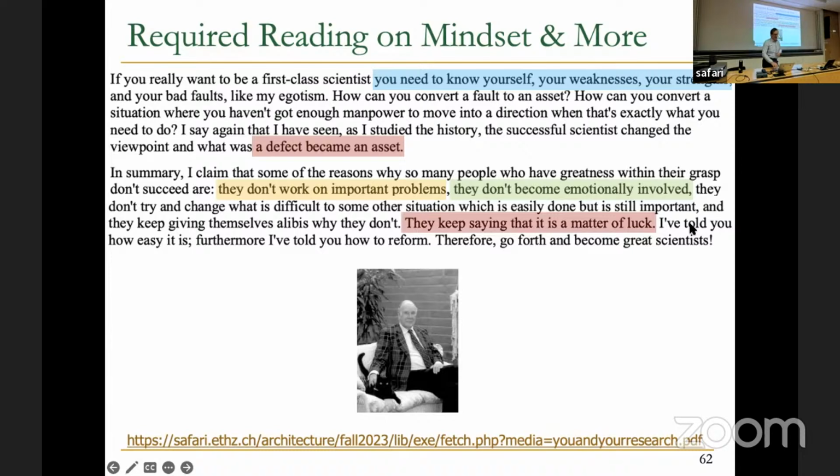Okay, I will pick on this one also. They keep saying that it's a matter of luck. Basically, people who have greatness or potential greatness say that I need some luck. But it's not really luck. Hopefully my storage system will work well right now. But Louis Pasteur, for example, said that chance favors the prepared mind.